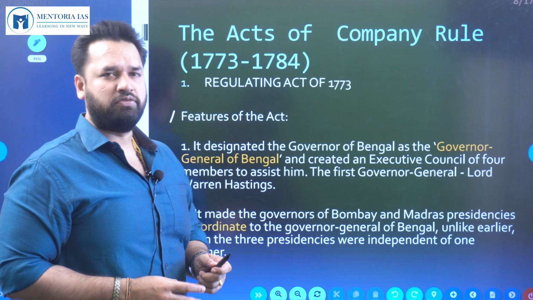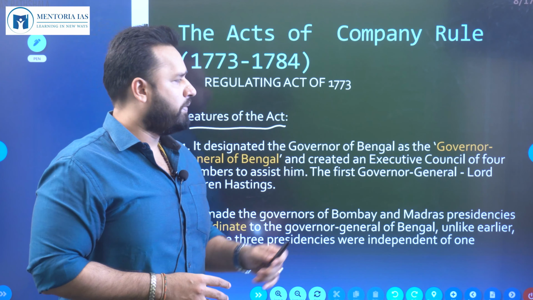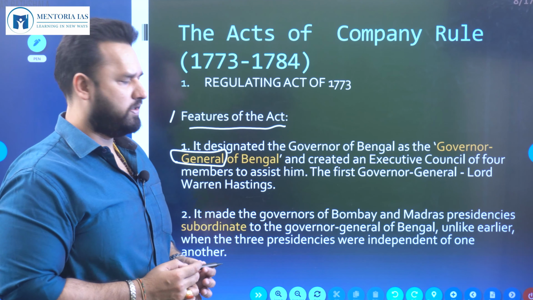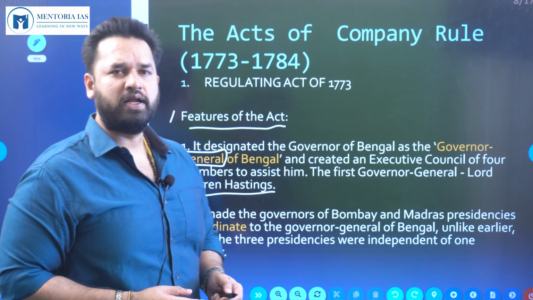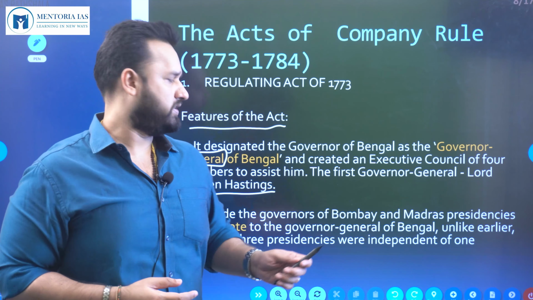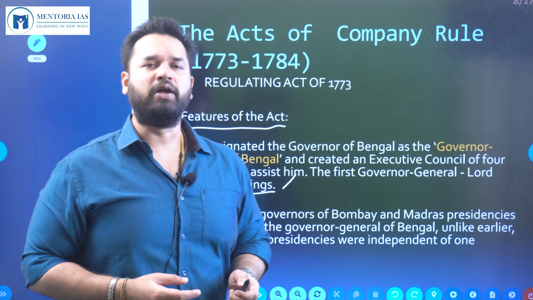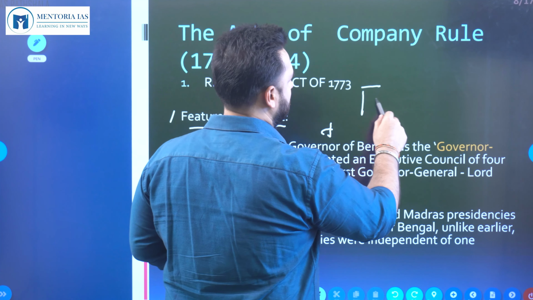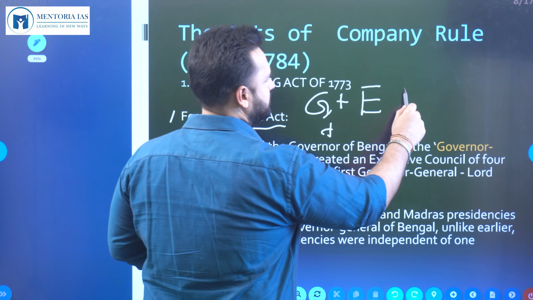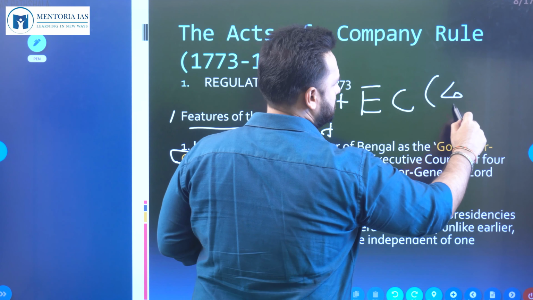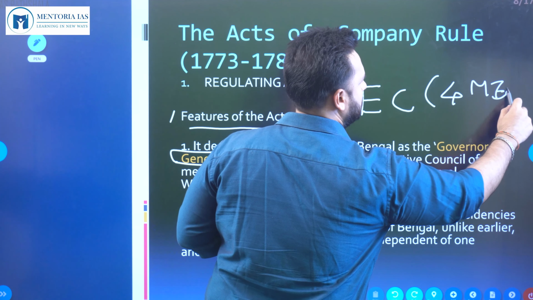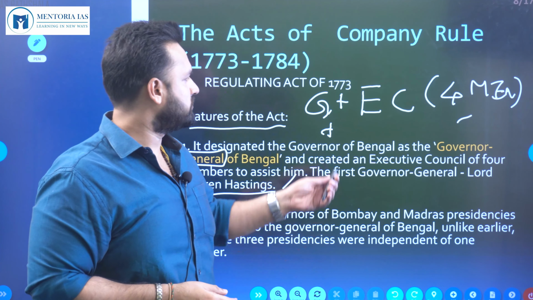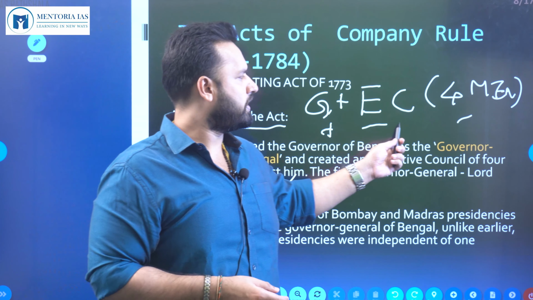So you have to remember this for understanding the features of this act. Okay, the main features of this act. It made the Governor of Bengal the Governor General. Who was it? It was Warren Hastings. Warren Hastings, you have to remember for your prelims, was the first Governor General of Bengal. Okay, plus it created an executive council. Governor plus executive council with 4 members. What is execution? When you execute a task, that is execution. To support and to execute activities, the executive council was started.